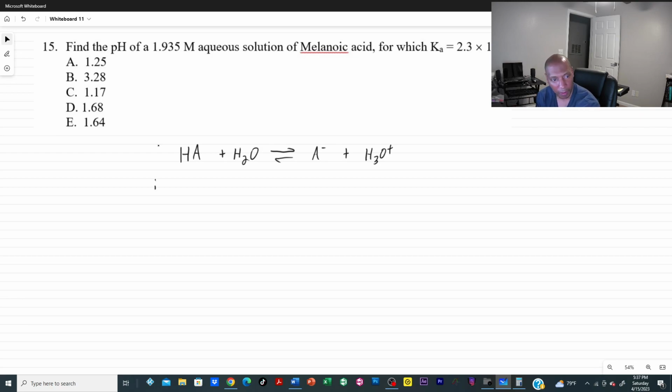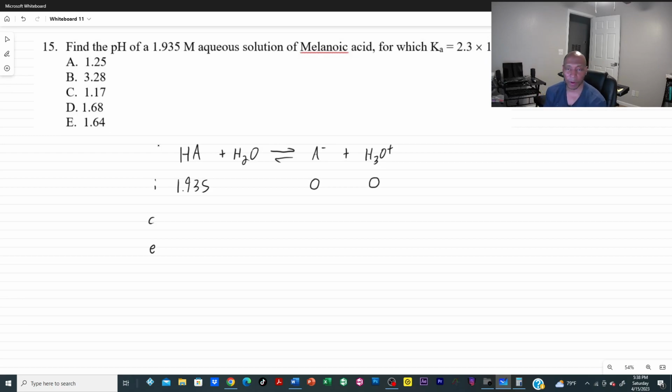If you want to react it with water, you can. If you just want to ionize it and get H plus cations, you can. I'm just going to go ahead and add the water. HA plus H2O yields A minus plus H3O plus. Now I'm going to put I for initial, C for change, E for equilibrium. Initially I have one, let me change that. There you go. So initially I have 1.935.